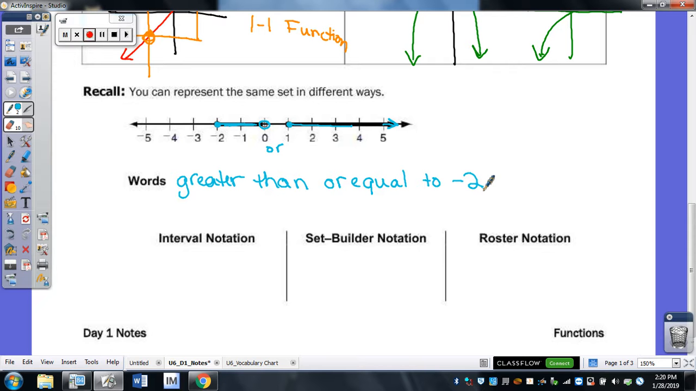And where does it stop? Stops at 0. And less than 0. I said and this time because that shading connects those 2 points. So yes, you are both those things at that time. You are greater than -2, but less than 0. Or greater than or equal to 1.